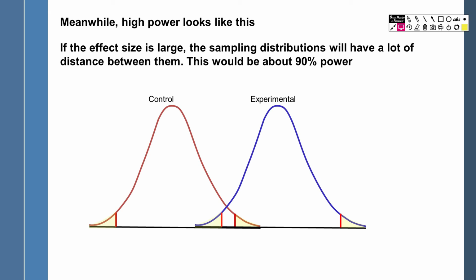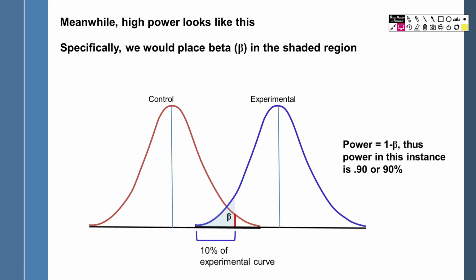But this diagram illustrates what it would look like to have high power, and to me it looks like about 90% power. You identify the region that's beta, where you have overlap, and 1 minus beta would be the power of this study.